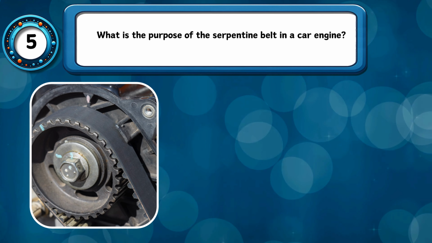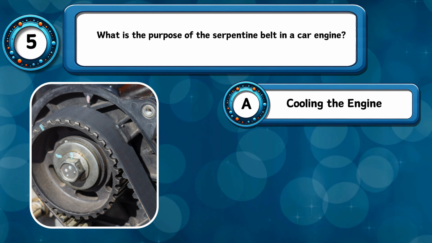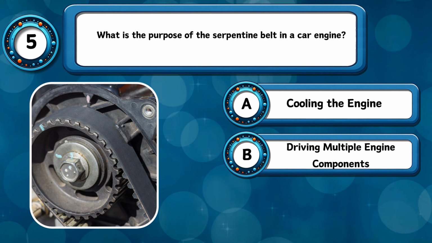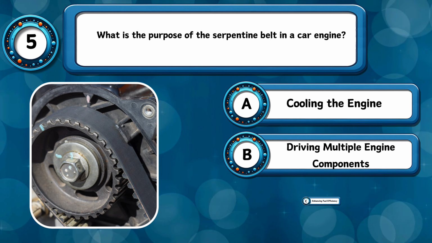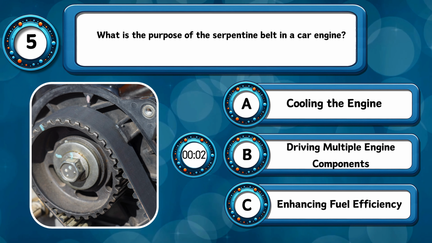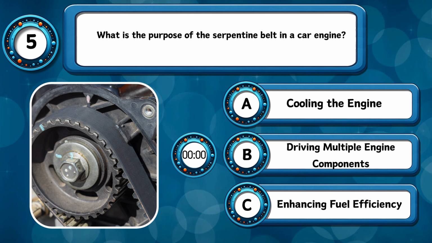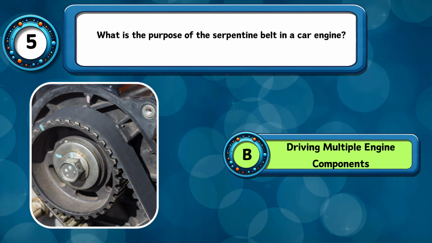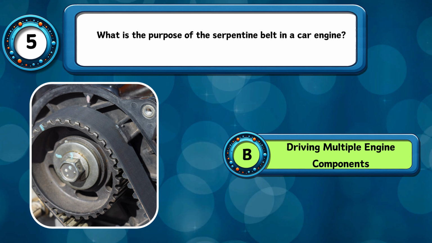Question 5. What is the purpose of the serpentine belt in a car engine? A. Cooling the engine. B. Driving multiple engine components. C. Enhancing fuel efficiency. Correct answer is B. Driving multiple engine components.